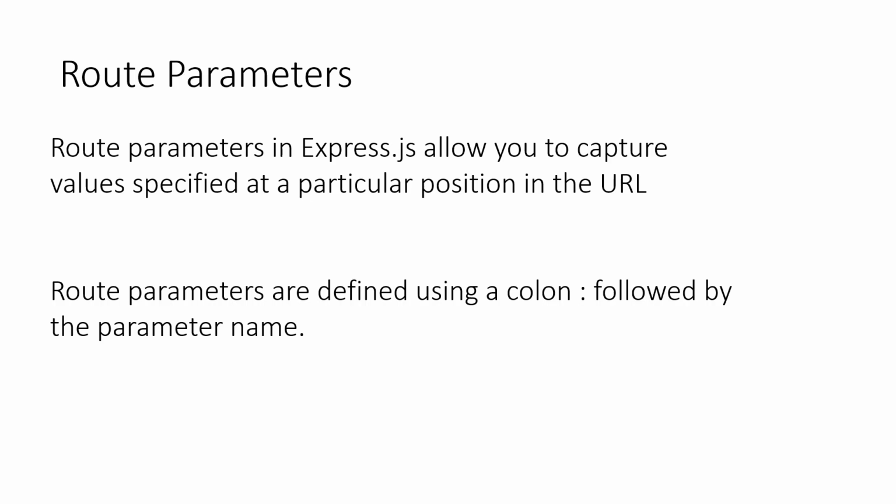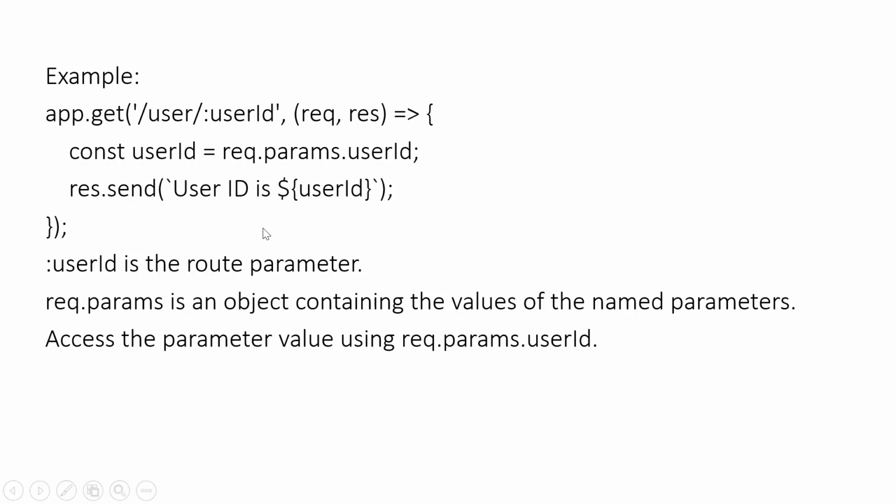As the description goes, route parameters in Express.js allow you to capture values specified at a particular position in the URL. So basically they are used to identify a resource within the API. And the syntax: route parameters are defined using a colon followed by the parameter name. So this is an example. As you can see here, the route parameter is colon userId.